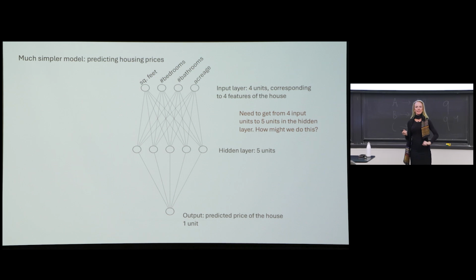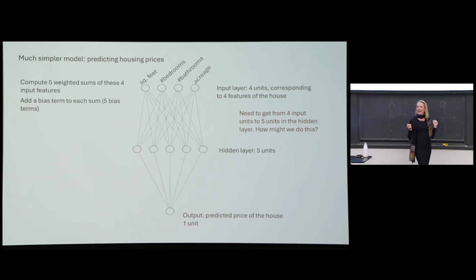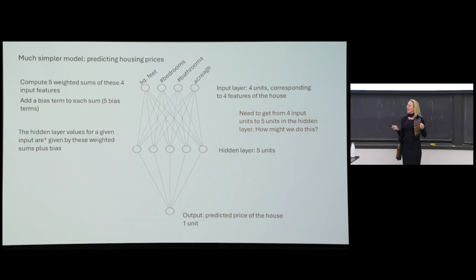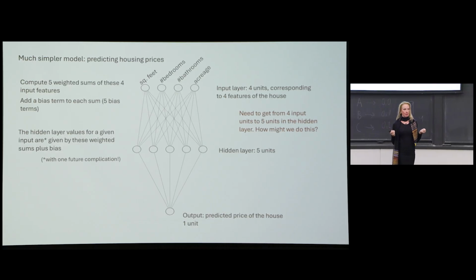So I have 4 input features, and I decided I want to have 5 units in my hidden layer. That means I want to have 5 weighted sums of 4 input features. These 5 weighted sums, and I'm going to add 5 bias terms, 1 for each of the weighted sums, so I have a little additional flexibility to put something in there that doesn't depend on the input. The values for the hidden layer are, up to a little complication, given by the weighted sums of these inputs plus the bias term. And then my output, well, I'll come back to the output.